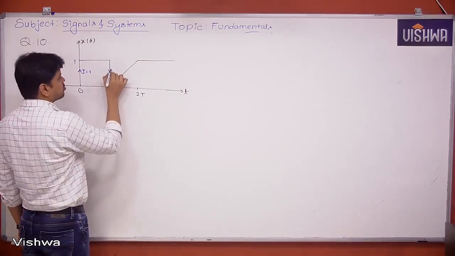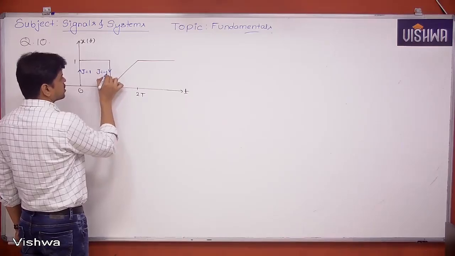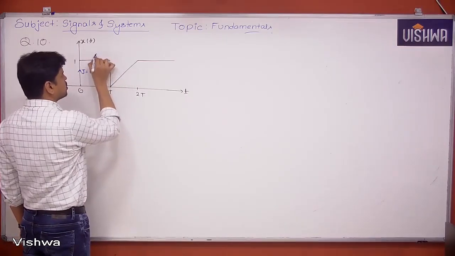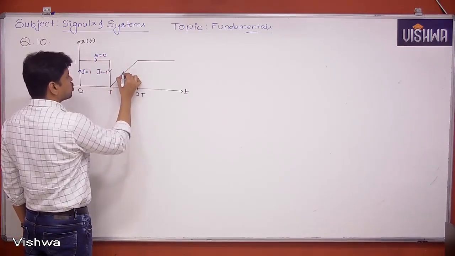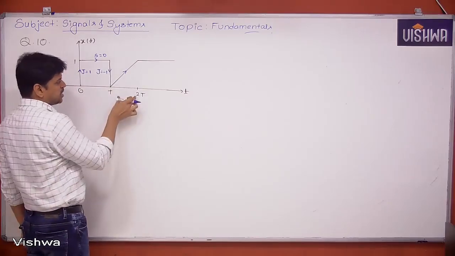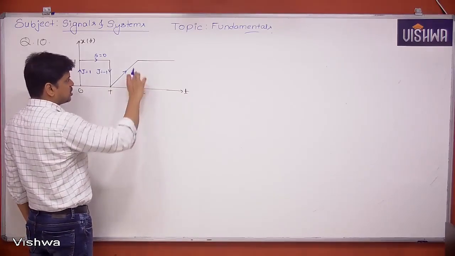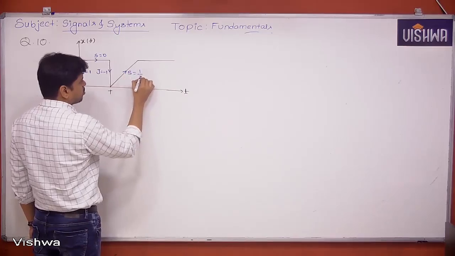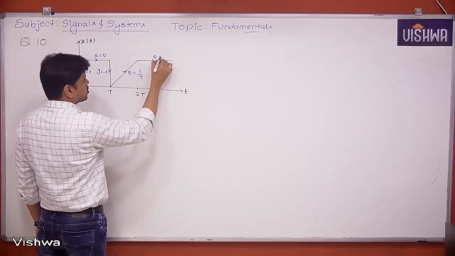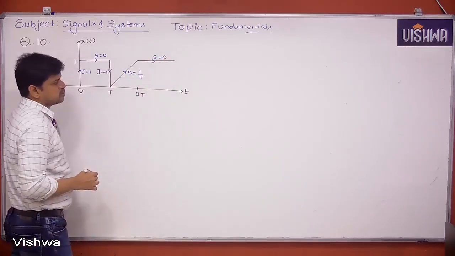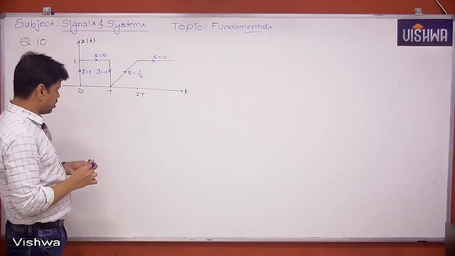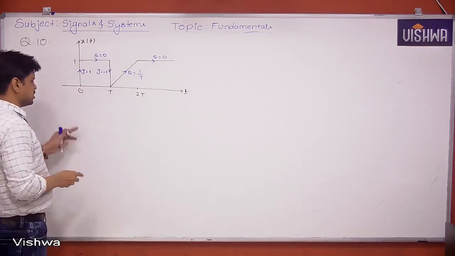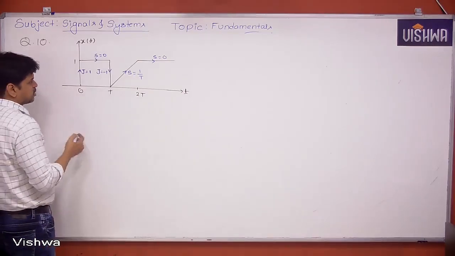So how much jump are we having? -1. What is the slope here? 0. What is the slope of this line? Change in x-axis, T units. Change in y-axis, 1 unit. So slope is equal to 1 by T. Here slope is equal to 0. Okay. So now let's see how we can write x of t. They are simply asking about the expression for x of t.